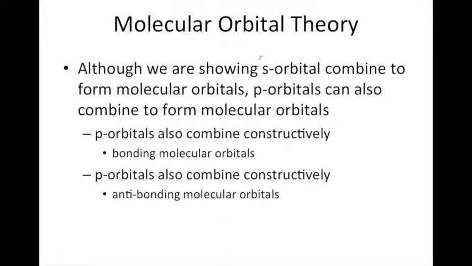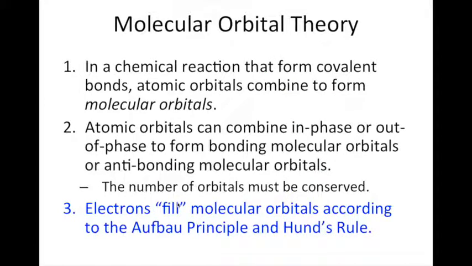Now, although we're just introducing this concept and showing s orbitals, p orbitals can also combine to form bonding and antibonding molecular orbitals, and we'll discuss that in another video. So how do we know where the electrons are going to be?